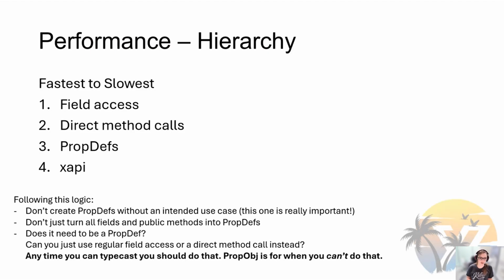So following this logic, don't create PropDefs without an intended use case. Don't just turn all of your fields and public methods into PropDefs and only access those instead. Does it actually need to be a PropDef? Could you just use regular field access or direct method calls instead? Anytime you typecast, you should. PropObj and PropDefs systems are for when you can't do that. So the message to take away from this is that anytime you typecast, you should, and create your PropDefs with an intended use case.